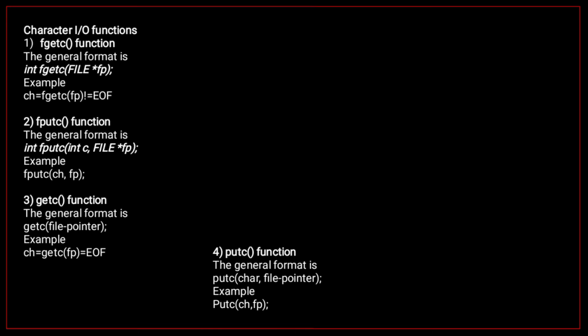Next, fourth is putc function. This function is used to perform writing on file. It can be used to write individual character to a file, and this is the general format of putc function: putc(char, file pointer). Now this is the example how to use putc function. Now these are the character input output functions.